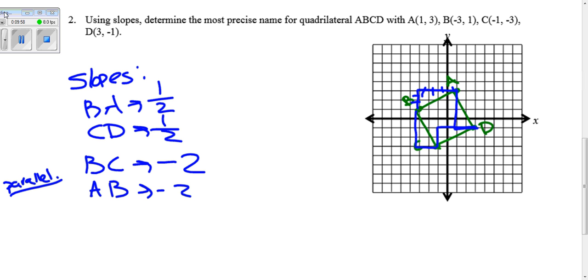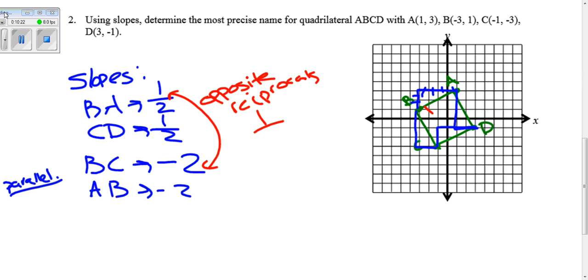Okay, a couple things you can also notice. Because I've already found the slopes of the outside, if I look right here where BA and BC meet, here's BA, here's BC, those slopes are opposite reciprocals. What does that imply? Well, that implies perpendicular. So that means that this is a 90-degree angle.